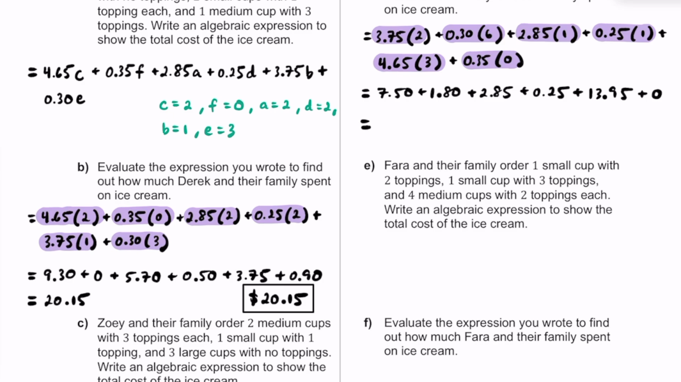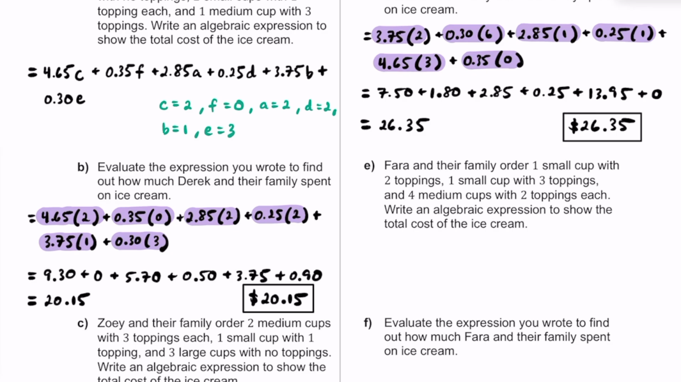So the rest of this, let's just go ahead and plug into a calculator. So 7.5 plus 1.8 plus 2.85 plus 0.25 plus 13.95 plus 0, I guess. So the total here is going to be $26.35. So the total cost for Zoe and their family here is going to be $26.35. That would be the total.